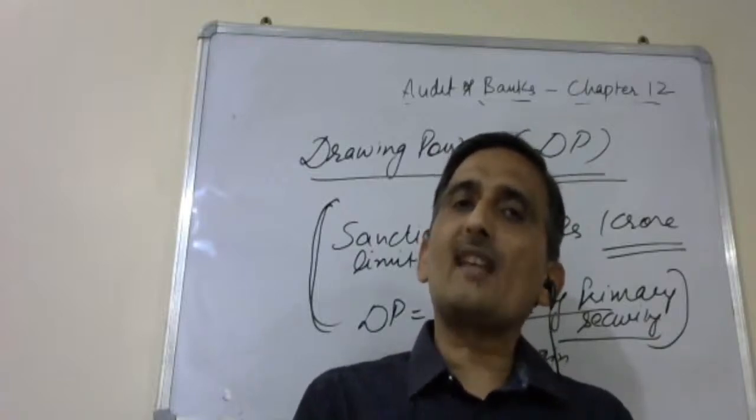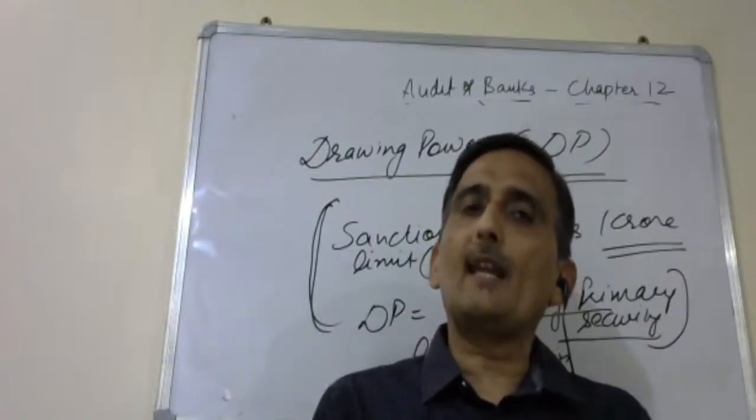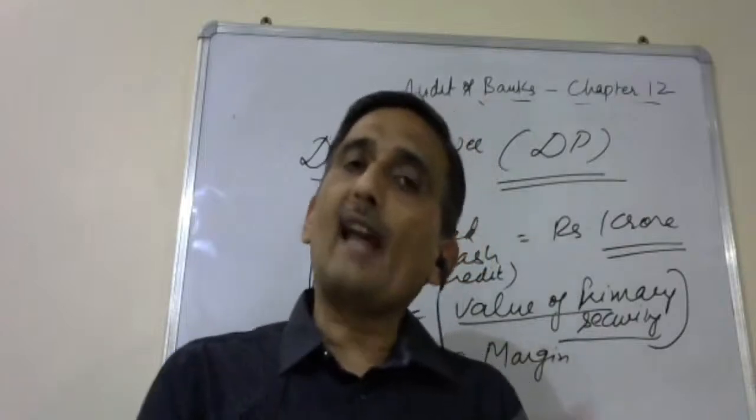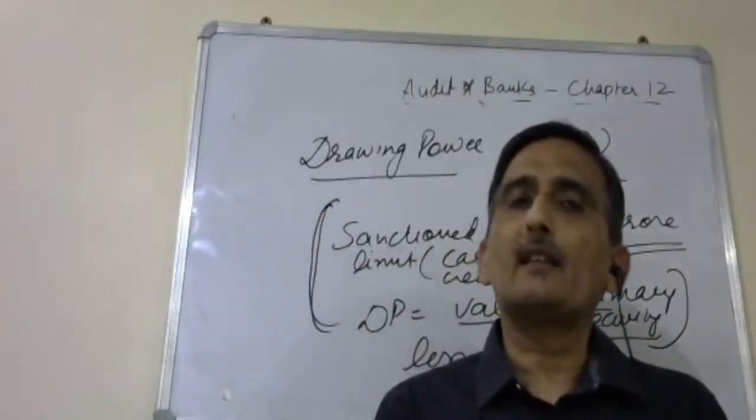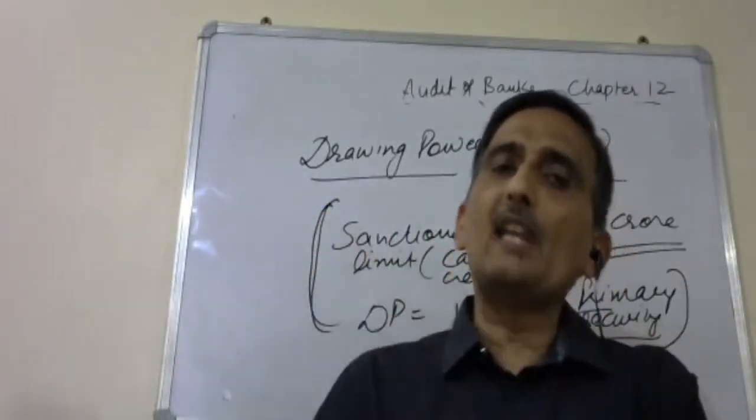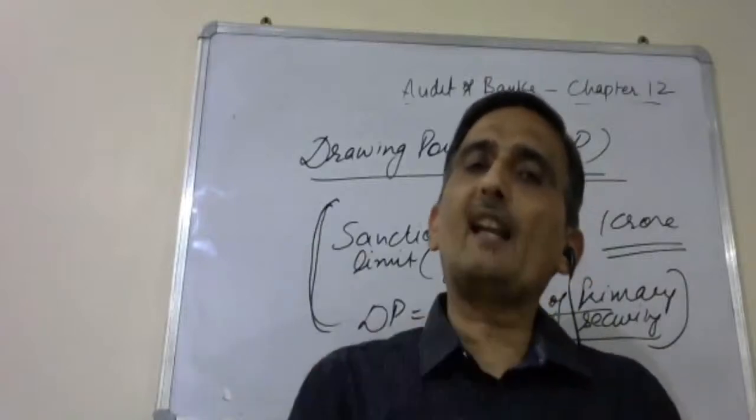So you understand what is primary security. Now there is another term, collateral security. Collateral means in addition to. Now what is collateral security?